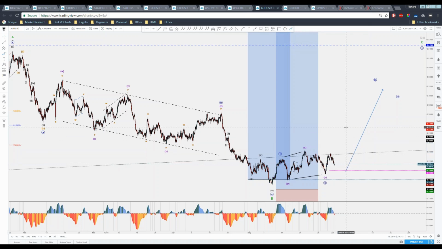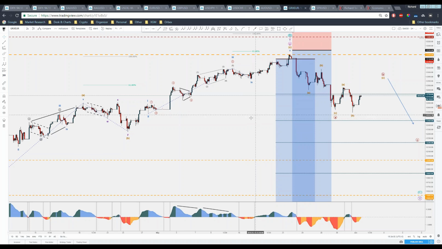It seems to me like Aussie could be one step ahead of everything, but however, this could be treated as a corrective piece as well. So this could go even lower. We'll see. Not basically my favorite right now, right?